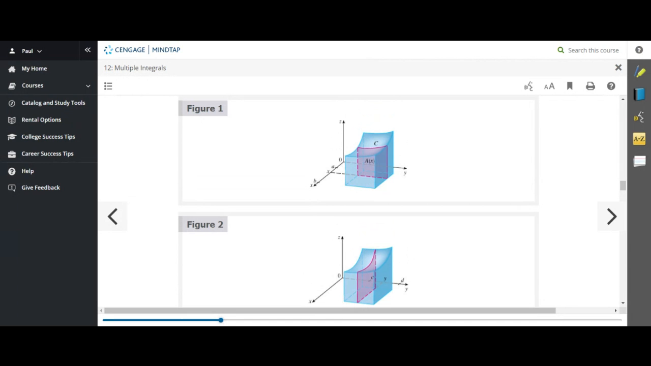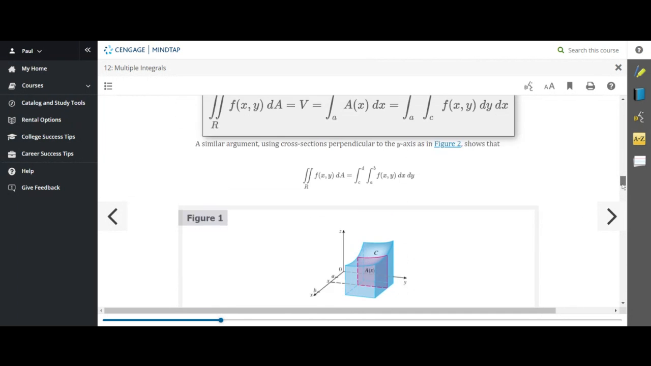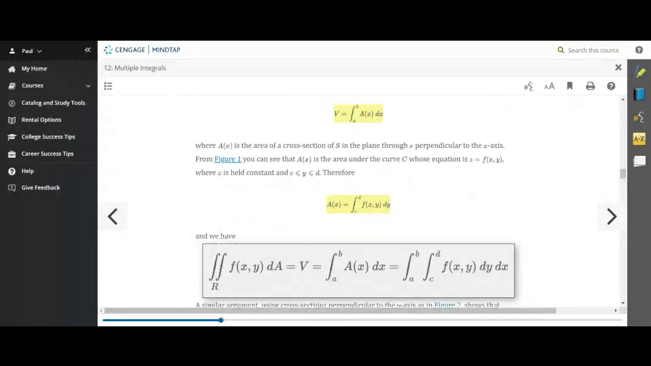But then the function above is a function of x and y. That's why the second highlighted yellow formula is true. That area function of x is true, the second highlighted formula. And if we substitute the integral in the second highlighted formula for the volume function in the first formula, we get the double integral.